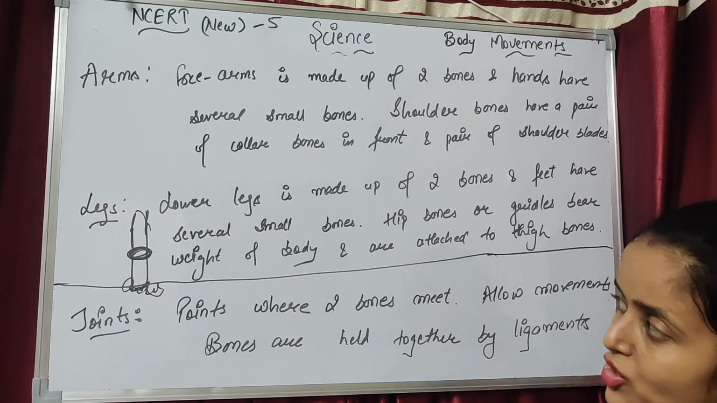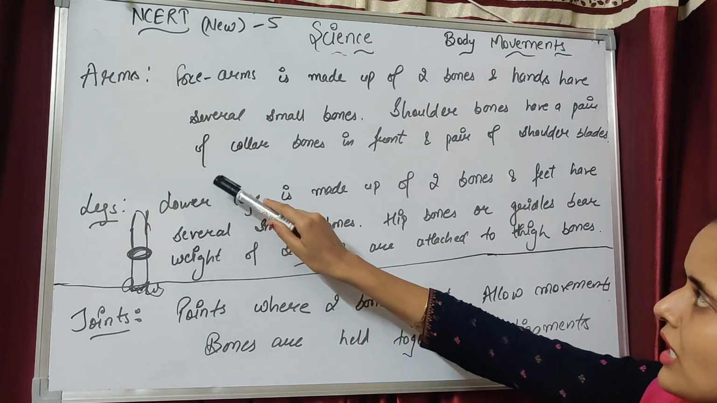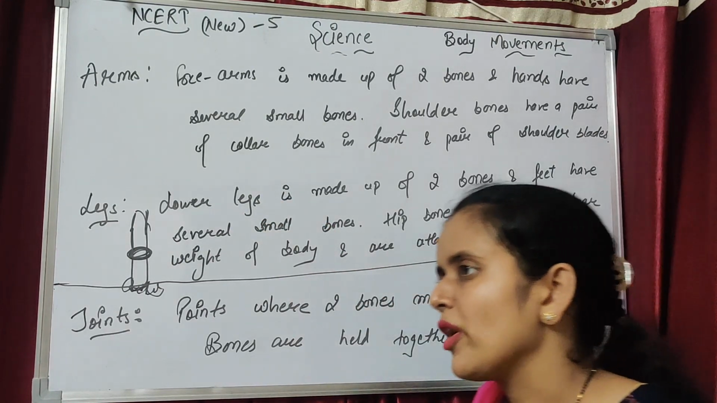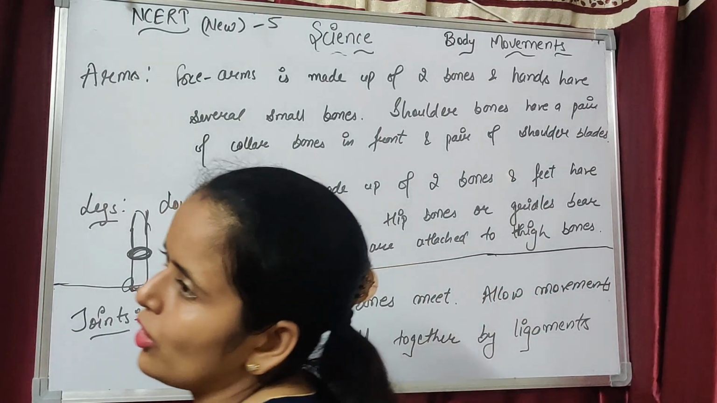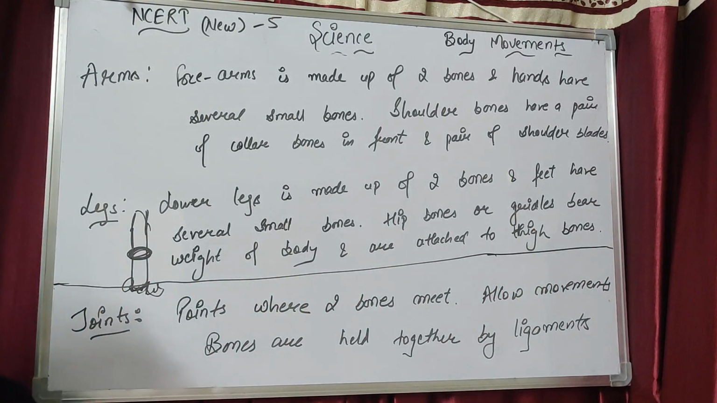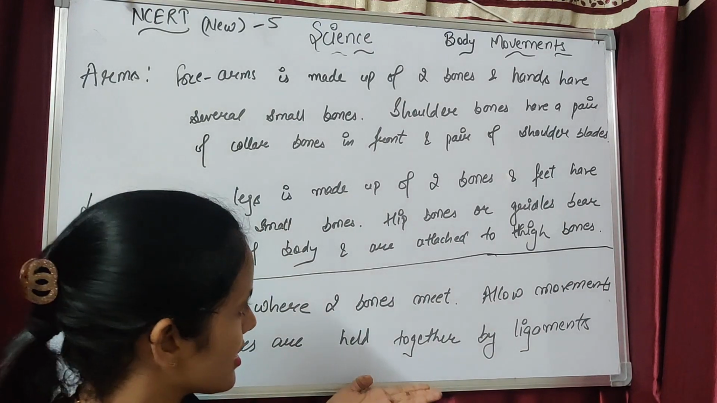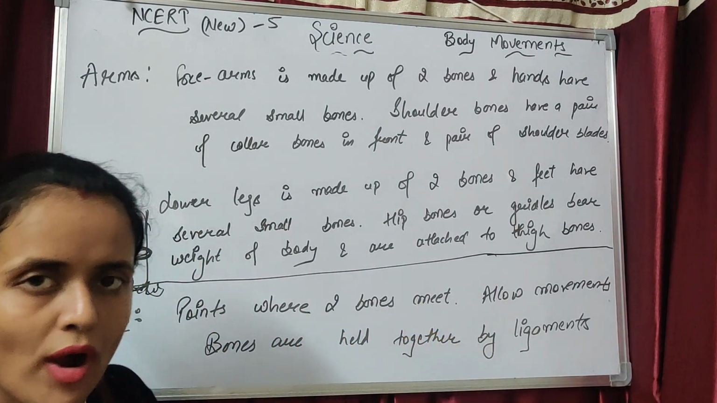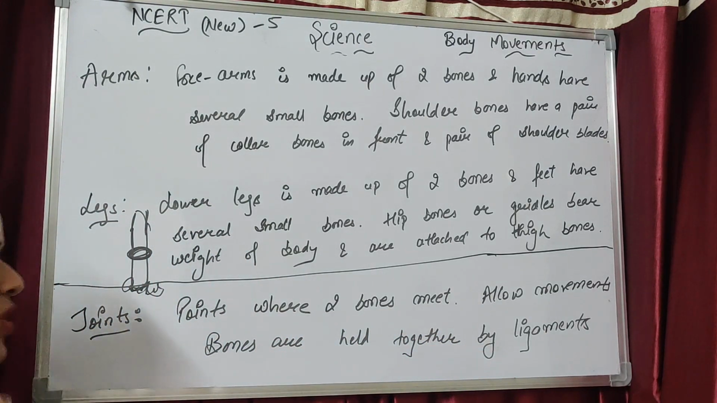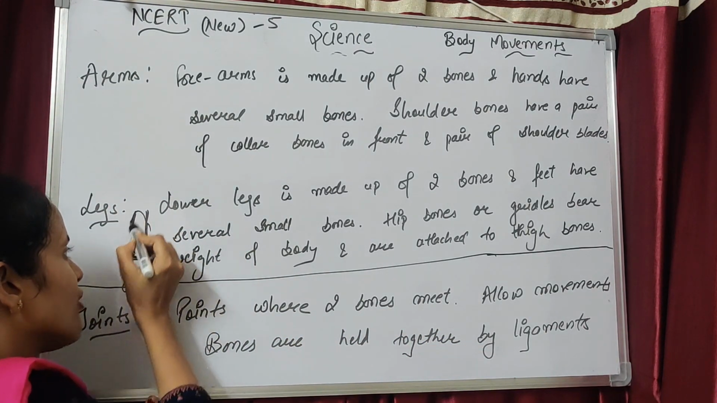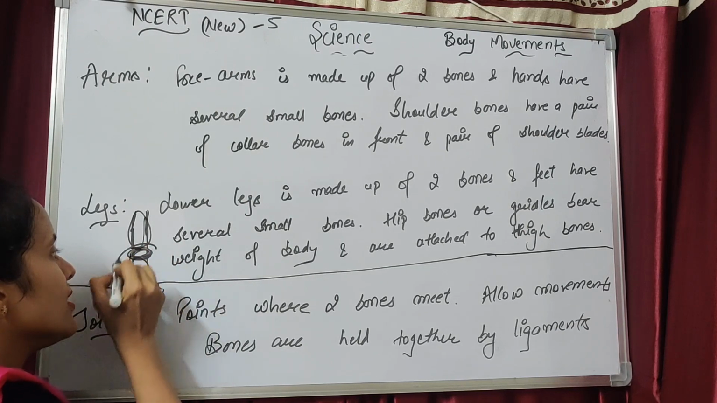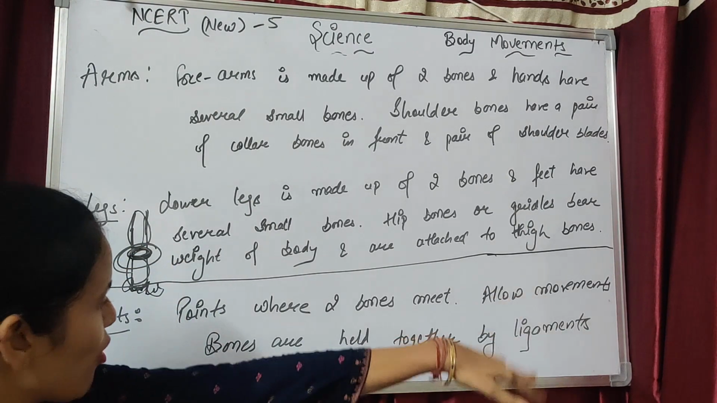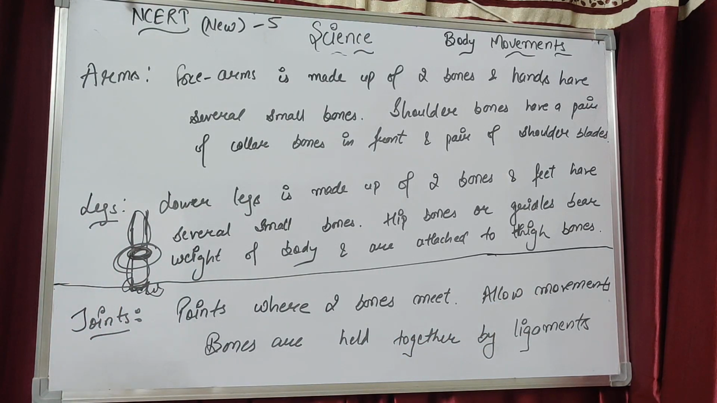The next point is joints. In limbs, we are studying that there are joints and bones. Joints are of different types, so we will study the types of joints also. Firstly, what is a joint? A joint is the point where two bones meet. This is the joint, first bone, second bone. That is called a joint. This joint allows movement.